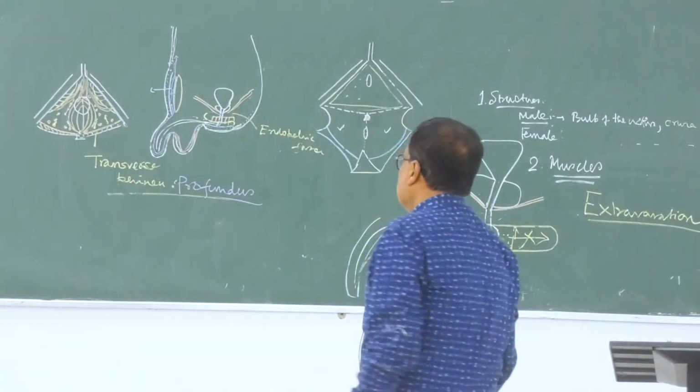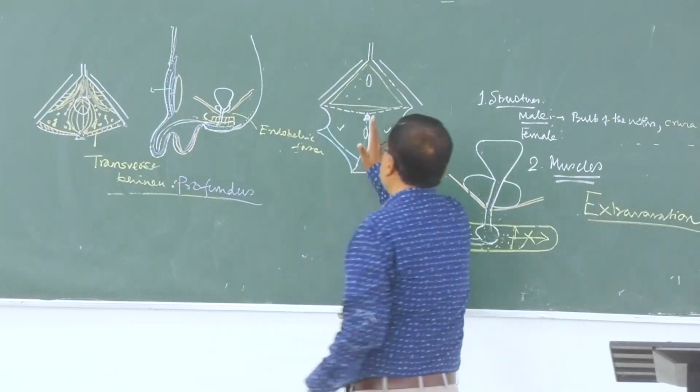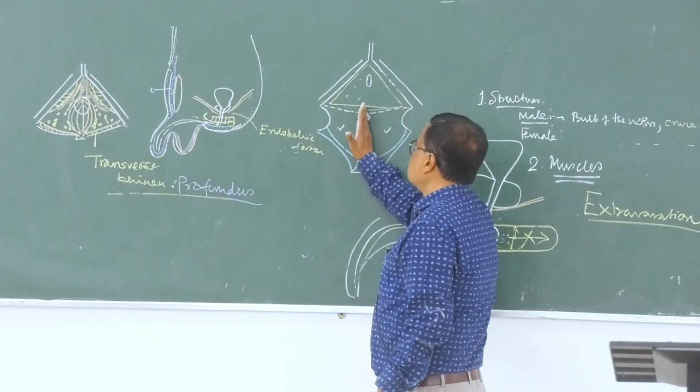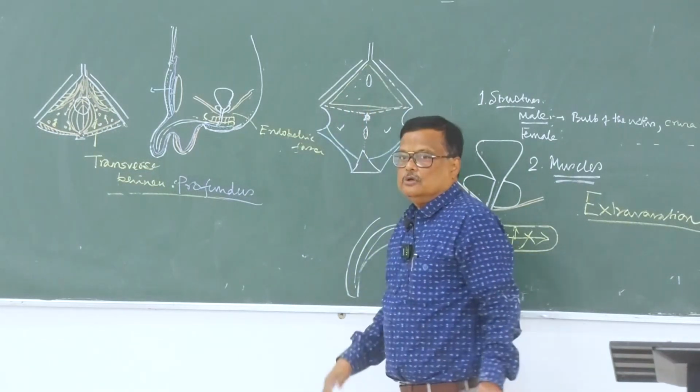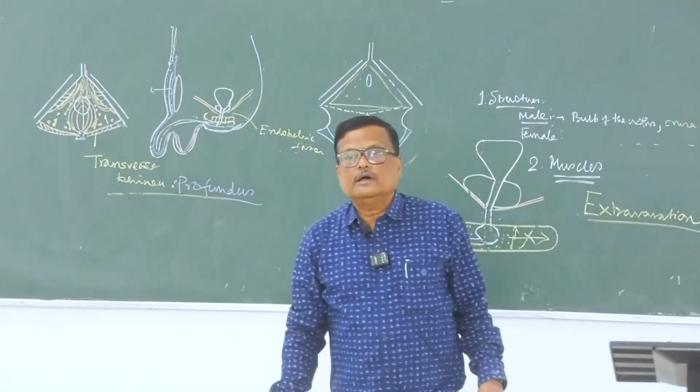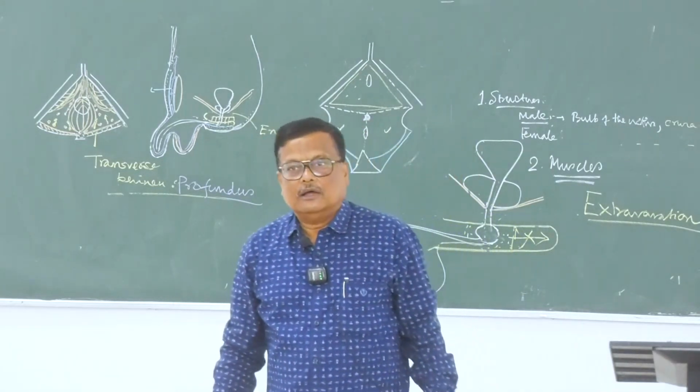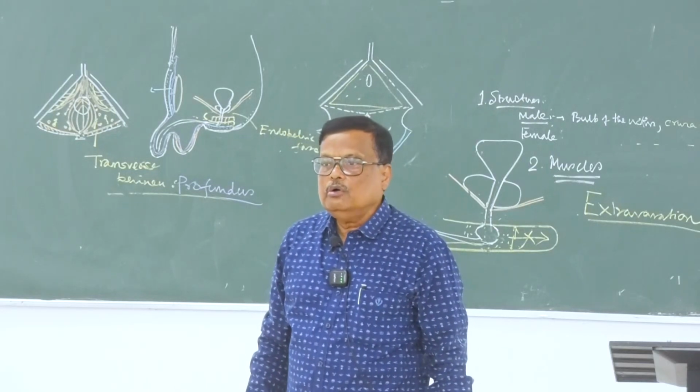Each anal triangle, in the midline by the anus, is divided into two parts. This is known as the ischioanal fossa. What is it called? Ischioanal fossa.